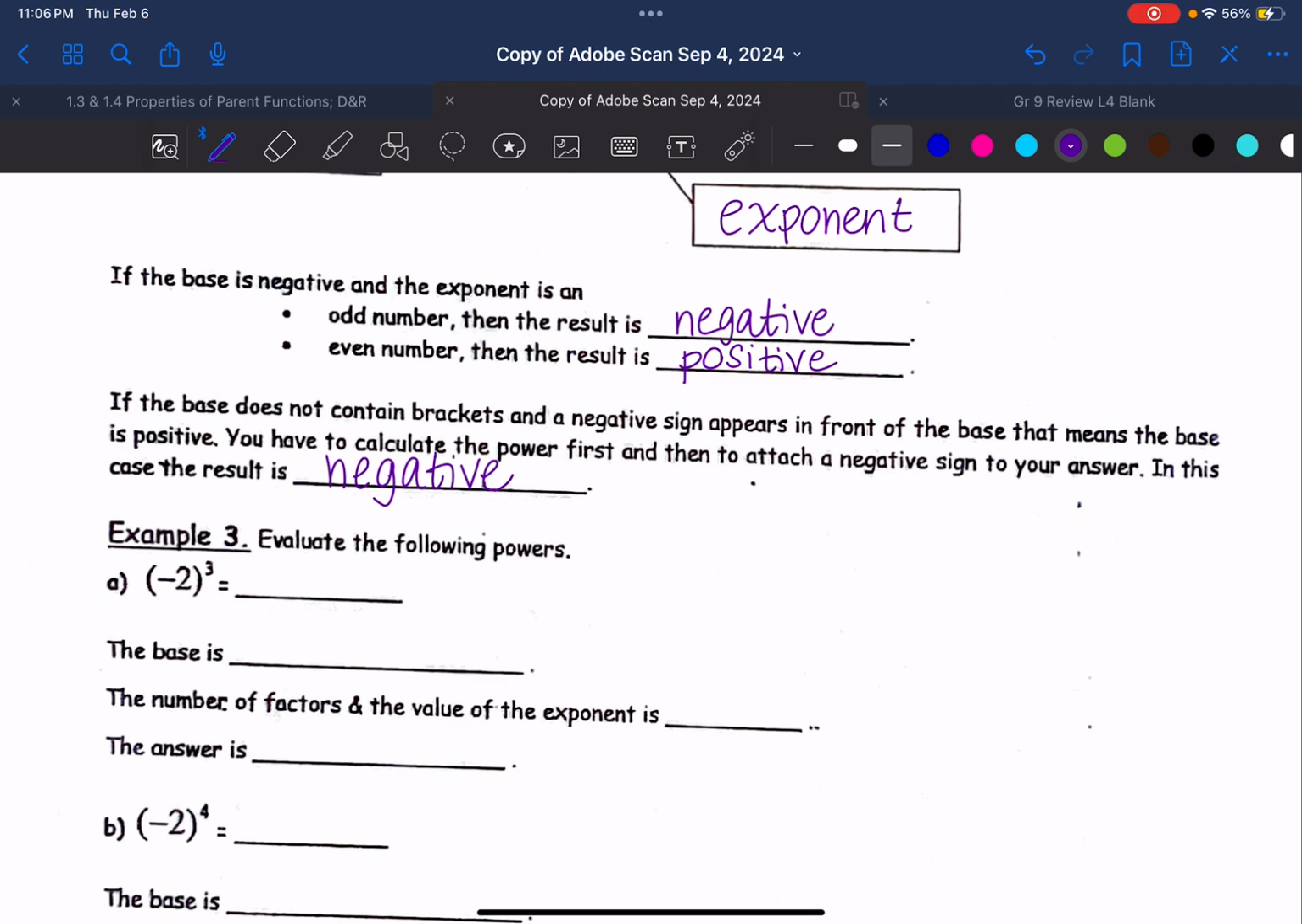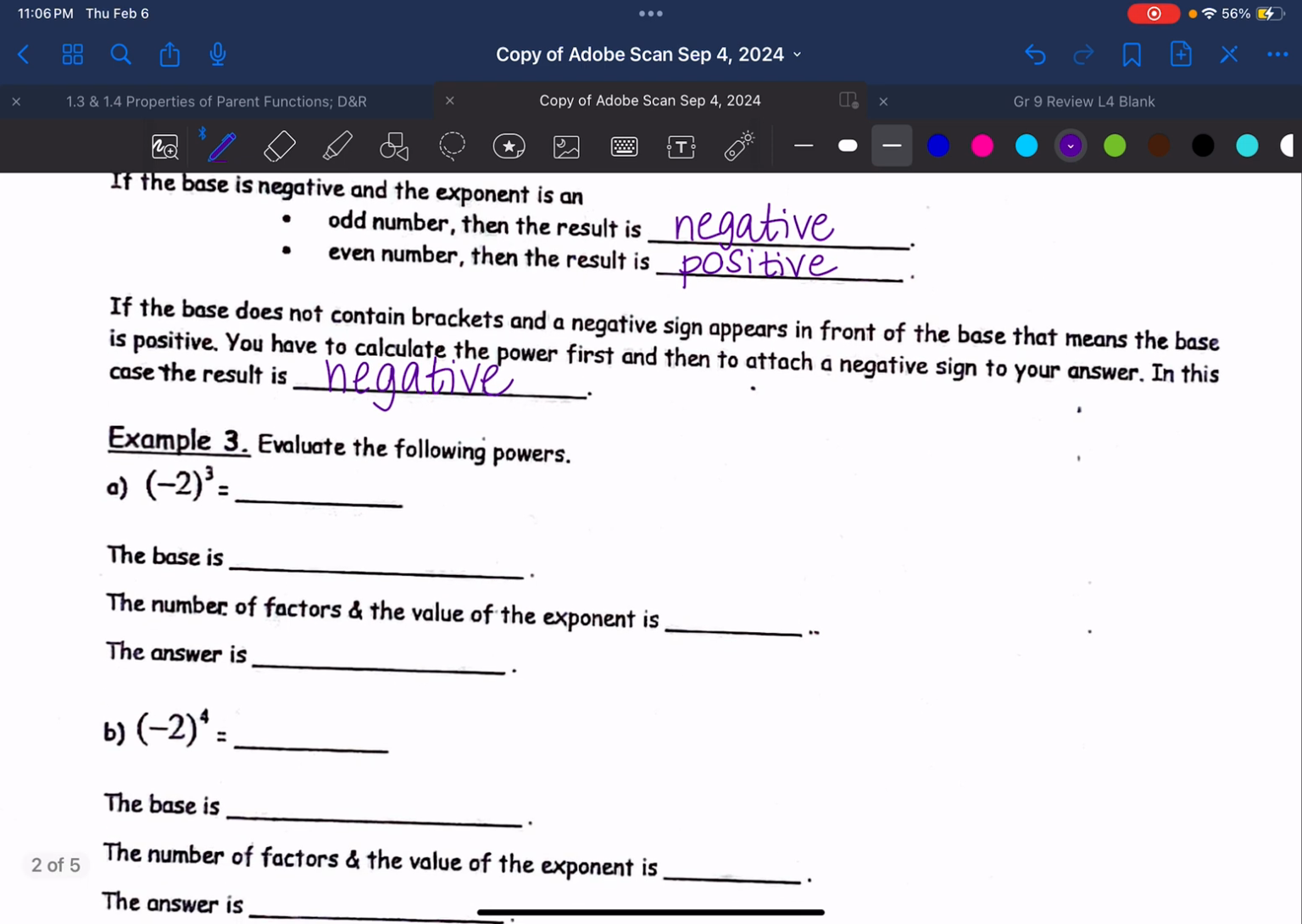Example 3, that's the first one there. We have to evaluate. Evaluate means tell me what this is equal to. The 3 means I'm multiplying this by itself 3 times. So I'm doing negative 2 times negative 2 times negative 2. You could pop this into your calculator, or if you just did your 2 times tables, you would see that this is going to end up being negative 8.